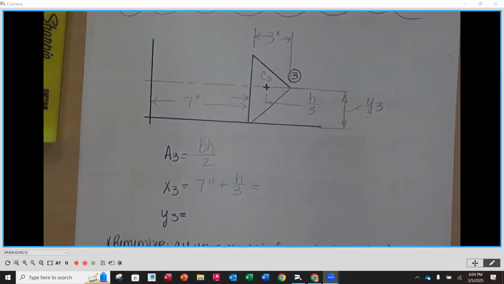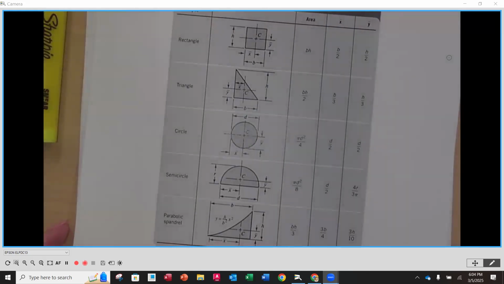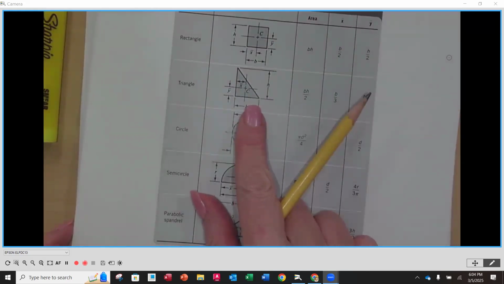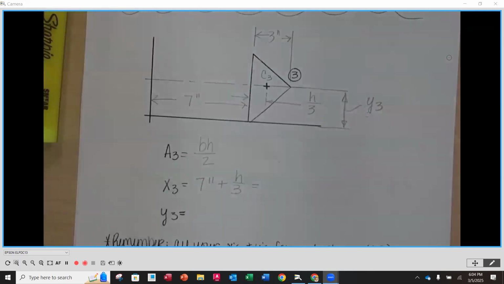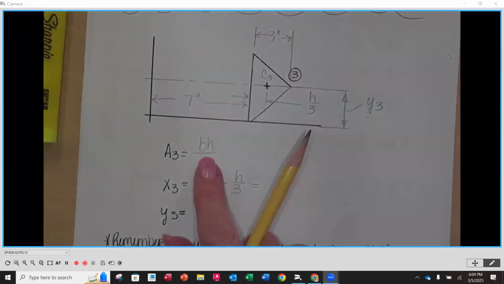Okay, as we start looking here, I just want to start filling some of these items in. If we look at the area number 3, this is a triangle. If you do need to reference, you can always go back to a generic table in the appendix, page 2. The area of a triangle is going to be base times height divided by 2. So I have that here.